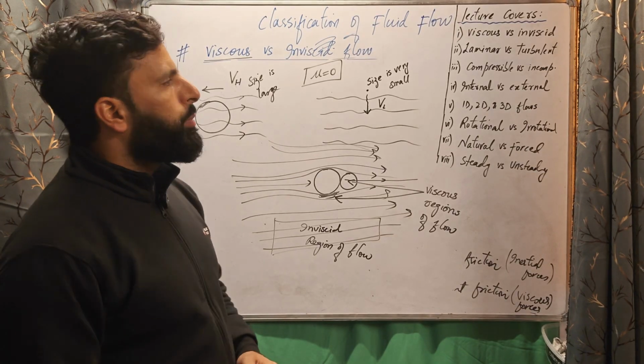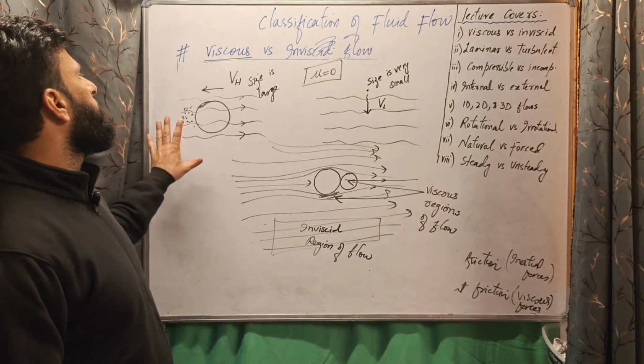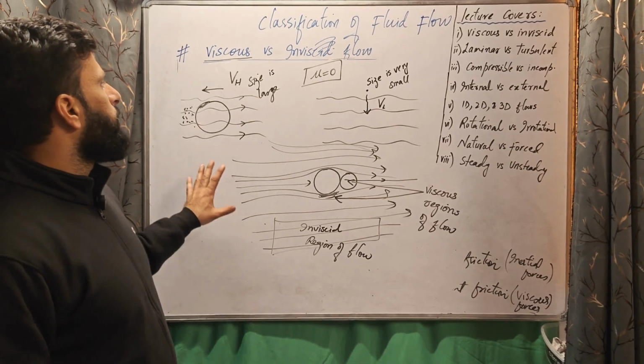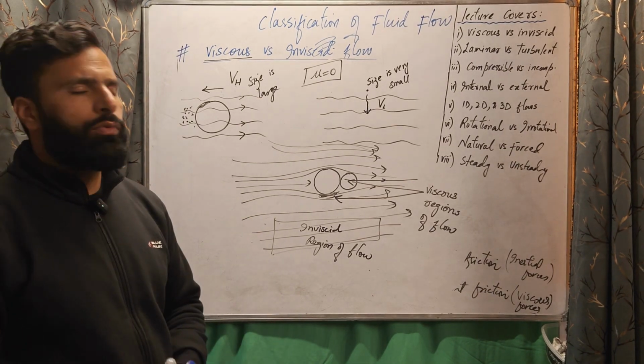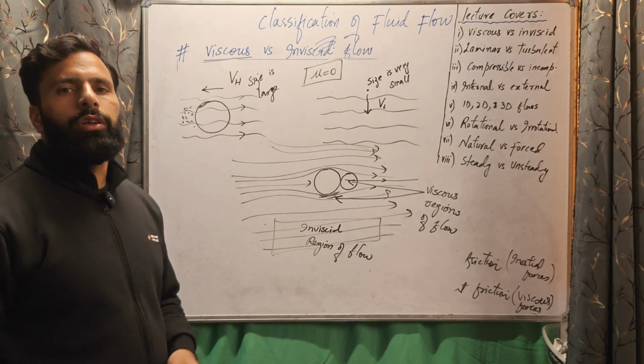So this was all about today's video. We started with the various classifications, but we only touched the first classification and gave some important concepts related to viscous and inviscid regions of flow, and defined a parameter, a dimensionless number called Reynolds number.